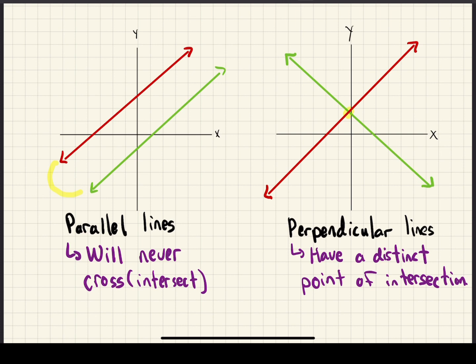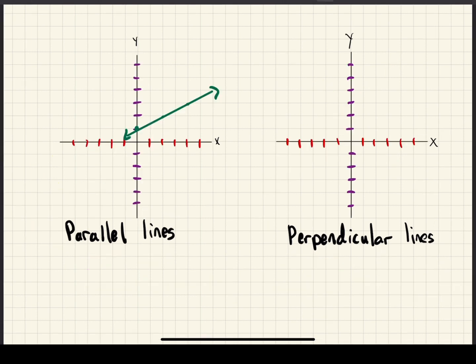But the real question is, how could we tell from certain types of data, whether it be a relation or a table of values or a set of points, if lines are going to be parallel or perpendicular? So let's say we start off with a linear function over here as written in green, and we want to make a line that is parallel to it, or that is guaranteed to be parallel. Well, we can follow the following strategy.